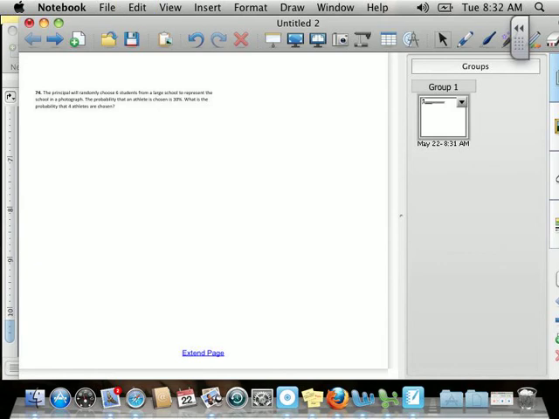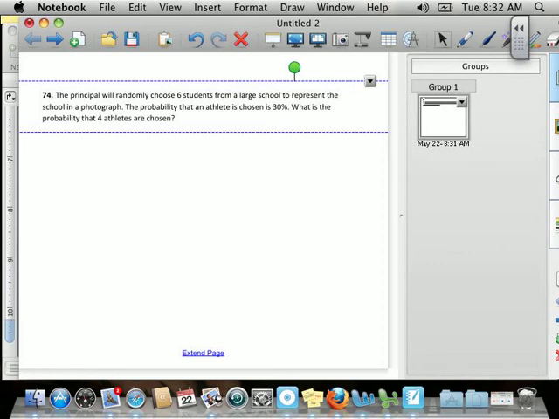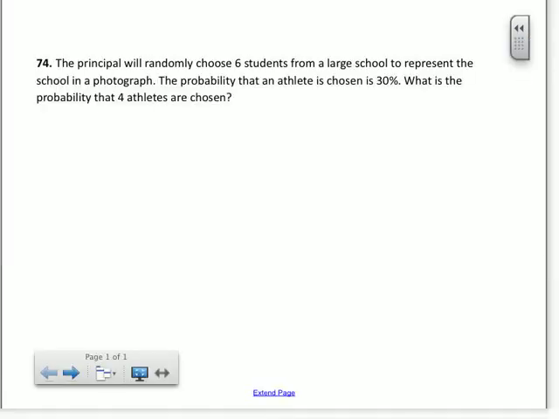All right, so this is a binomial theorem problem, or you can call them Bernoulli trials as well. Okay, so we want to choose 4 athletes out of 6 students. So that means we have C, 6 choose 4. So that's a combination. We want to choose exactly 4. The probability that I choose an athlete is 30%. So I'm going to put 0.30, and I'm going to have that 4 times.